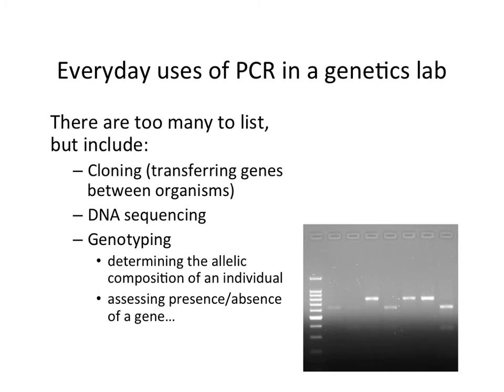So these are the sorts of things you can do when you get somebody's DNA and you have the ability to make lots of copies. So that's genotyping. So here is a picture of the analysis of a PCR reaction. So this is an agarose gel. This process is called agarose gel electrophoresis.